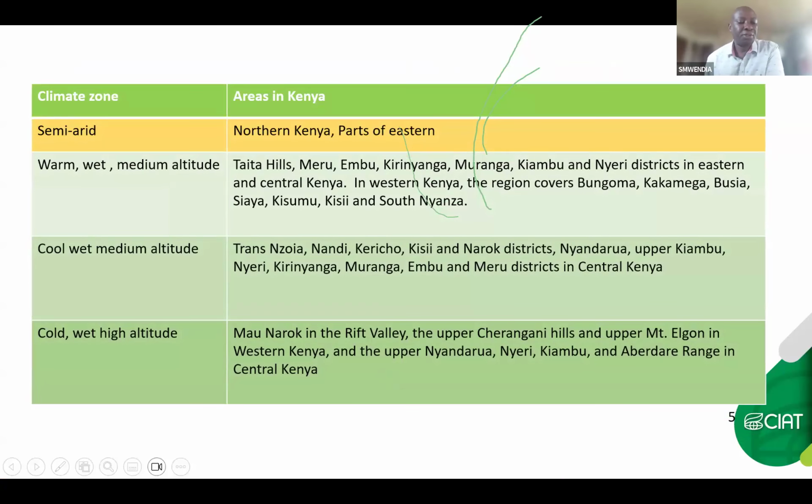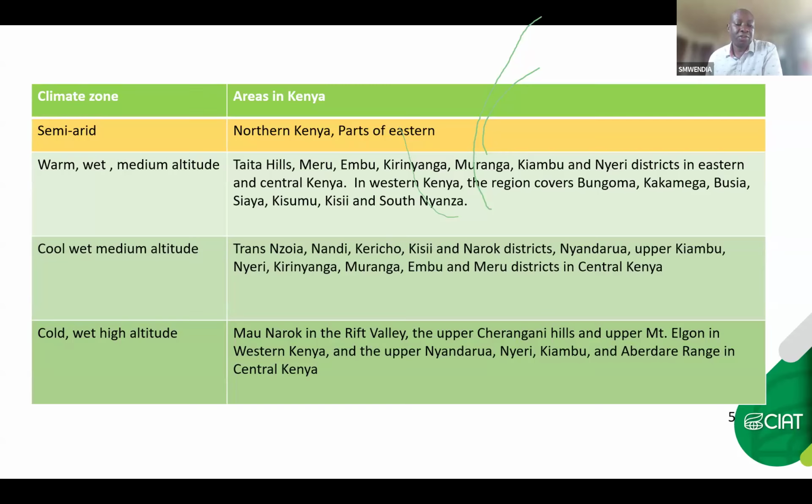Now, to put this into context, when we think of the semi-arid or the agroecological zones I have just mentioned, to think more logically, you can pick the areas where this would fall realistically. For the semi-arid, as an example, it's more the northern or eastern parts of Kenya. And when you go to the warm, wet, medium altitude, you can think of Taita Hills all the way to southern Nyanza and a number of counties in between already listed.